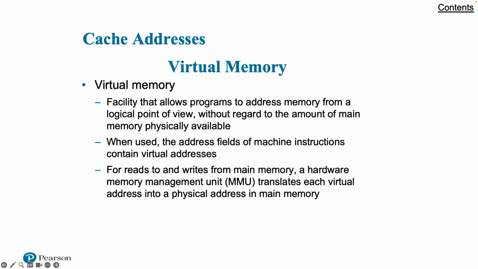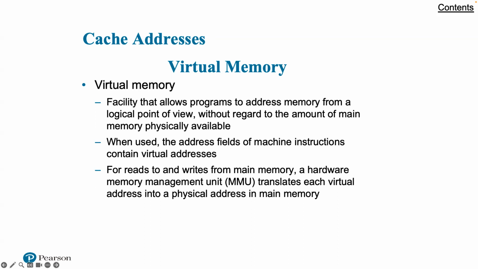Almost all non-embedded processors and many embedded processors support virtual memory, a concept discussed in more detail in Chapter 9. In essence, virtual memory is a facility that allows programs to address memory from a logical point of view, without regard to the amount of main memory physically available. When virtual memory is used, the address fields of machine instructions contain virtual addresses for reads to and writes from main memory. A hardware memory management unit, an MMU, translates each virtual address into a physical address in main memory.